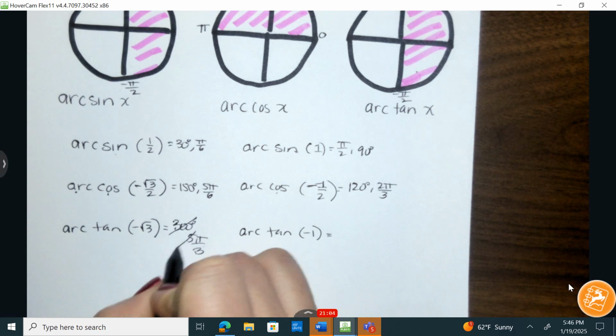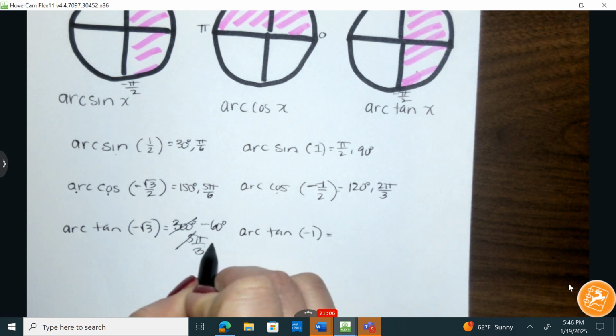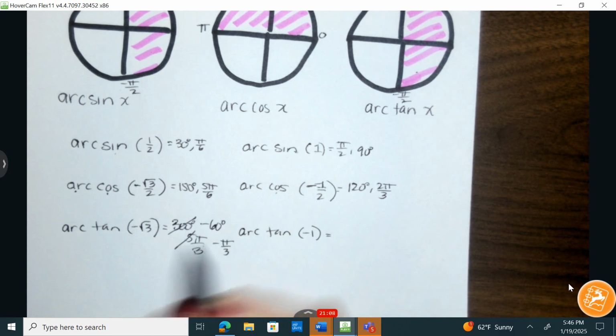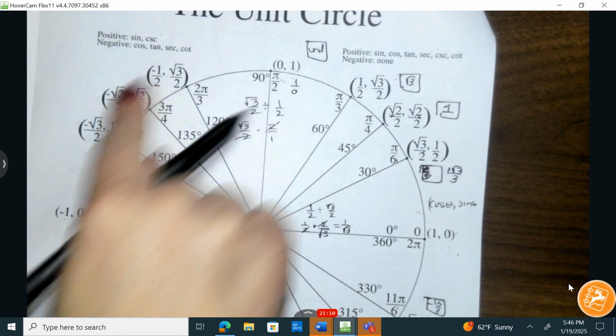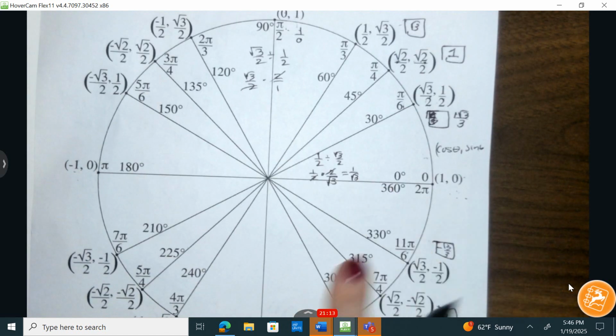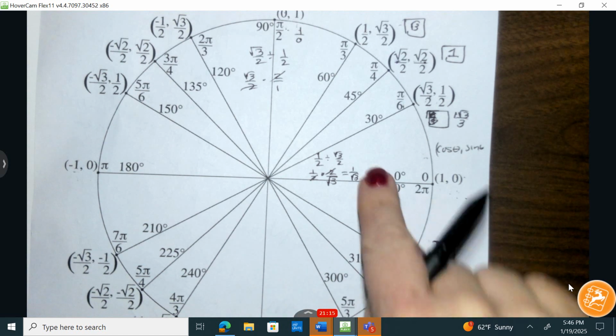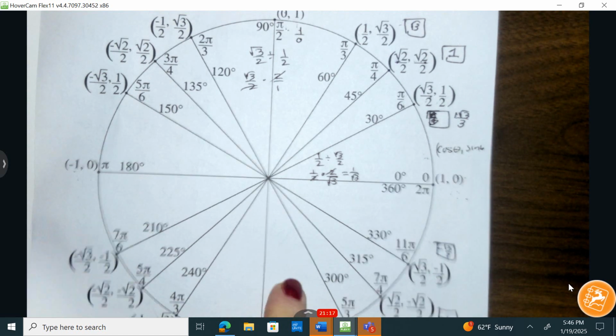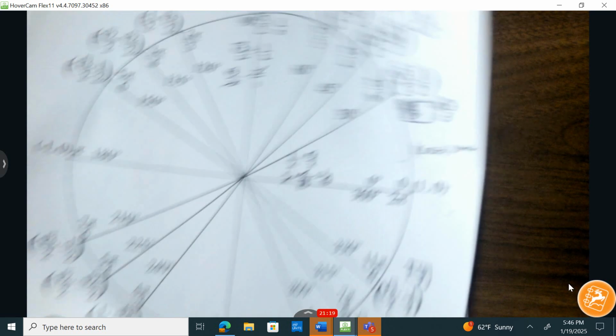So instead of doing this, it drops down 60 degrees. It drops down pi over 3. We don't want to think about going all the way around here. We're dropping down to 300. So I have to drop down 60, drop down pi over 3. Those 2 are equivalent.